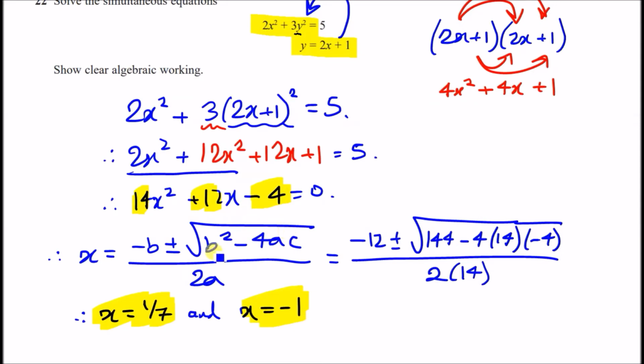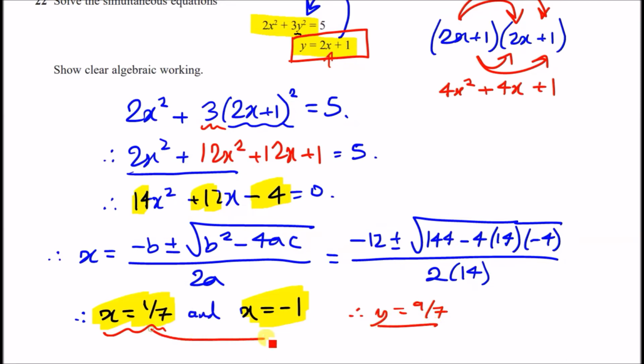Now, what I would do is, since we got x values, I'll look at the original equations and ask myself, which one looks easy to work with? Well, this is definitely easier, because it's a linear equation, and it's already equal to y. So all you got to do is replace this x value firstly with 1 over 7 to get an answer. So doing so, you have y equals 2 times 1 over 7 plus 1. It's going to give us 9 over 7. So that's the other pair that goes with this.